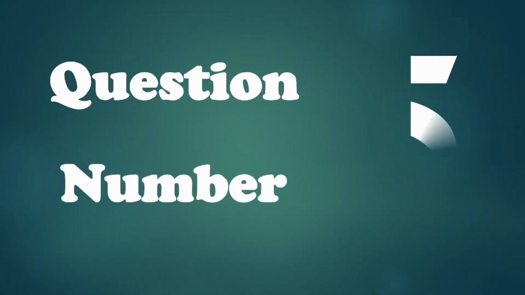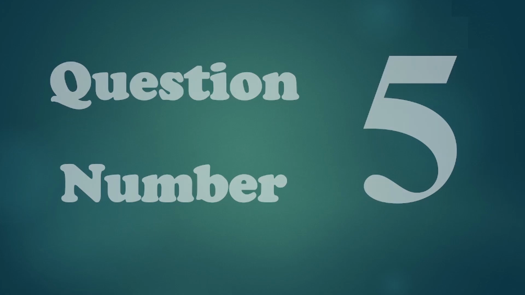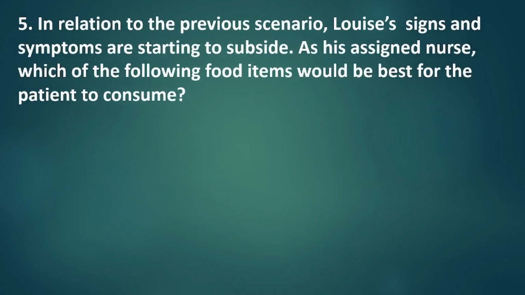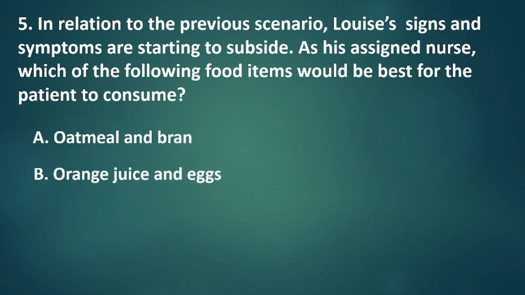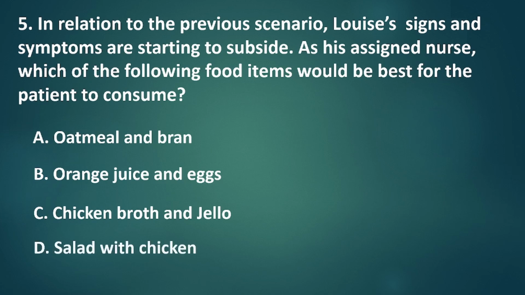Question number 5. In relation to the previous scenario, Louise's signs and symptoms are starting to subside. As his assigned nurse, which of the following food items would be best for the patient to consume? A. Oatmeal and bran. B. Orange juice and eggs. C. Chicken broth and jello. D. Salad with chicken.